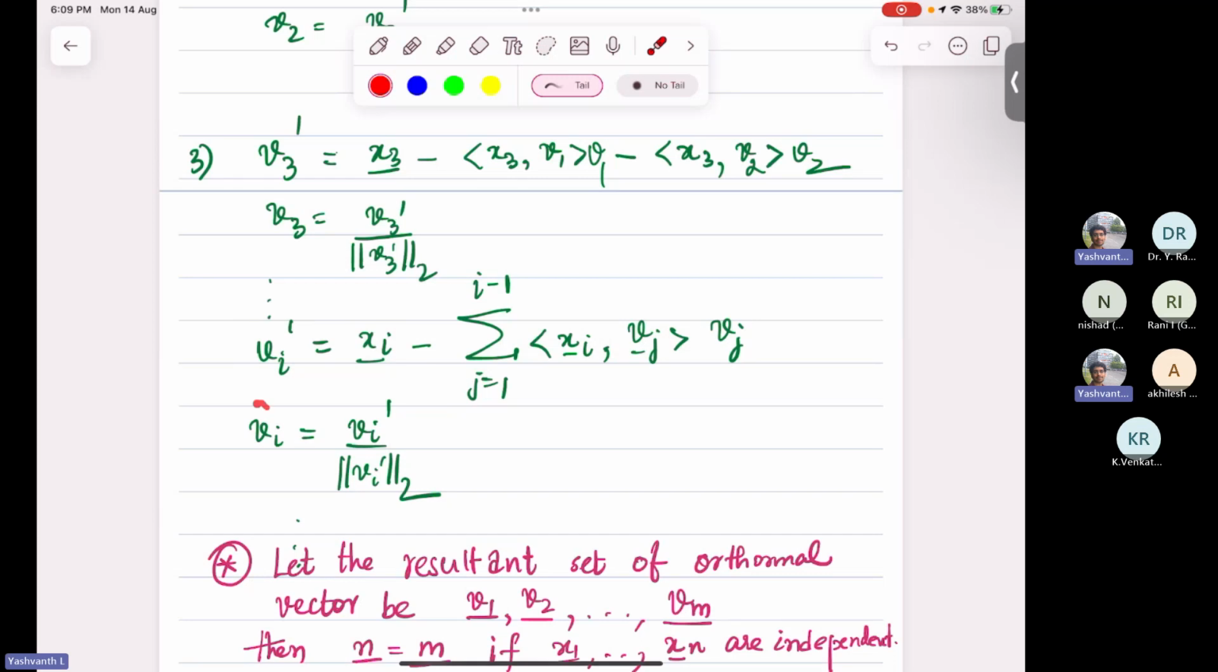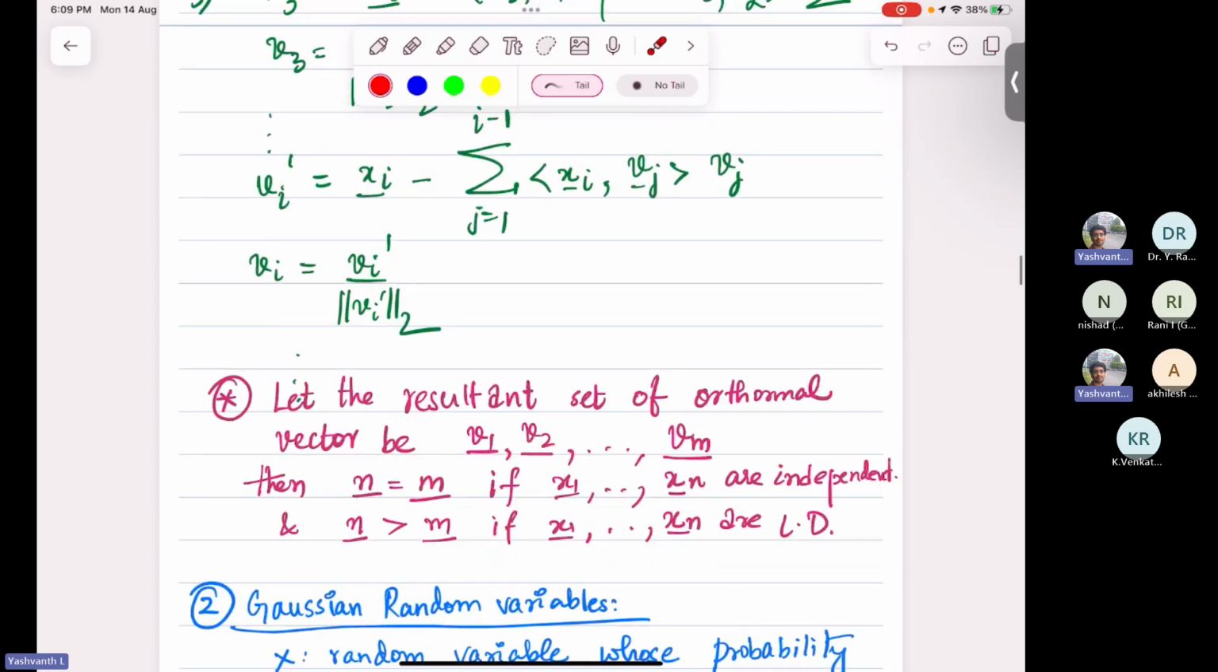Okay, and then you normalize vi dash by its L2 norm to get vi, and so on. You keep on doing that. Now let the resultant set of orthogonal vectors be v1, v2, and so on till vm. That is, I take n vectors xi, where i ranges from 1 to n, as input, and I get m vectors as output, which are orthonormal in nature.